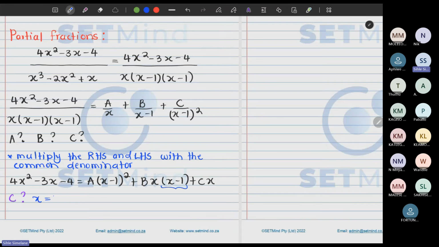So if I set x to be 1, on the left-hand side, I'll have 4 into 1 squared minus 3 into 1 minus 4. And the right-hand side will be A into A, this will be multiplied by 0, then plus B, B will be multiplied by 0, and then we'll have C. So if you observe carefully, our C will be negative 3. Do you guys understand?